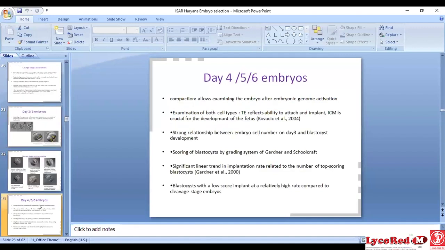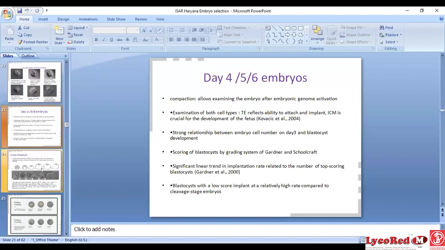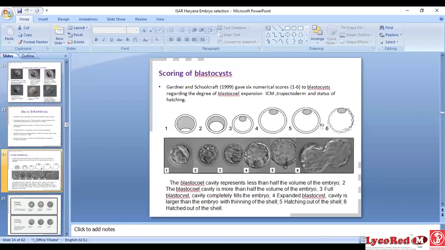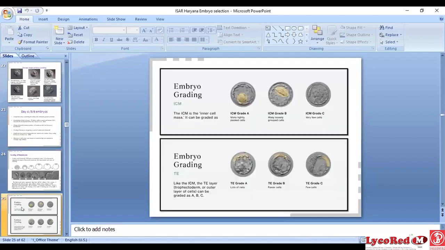Coming to day 5, how do we check the day 5 blastocyst? Everyone follows the Gardner method, and he has done wonderful work by giving us that kind of grading system. So these are the grading systems when we see the compaction, the blastocyst, the expanded blastocyst, and ultimately the hatched blastocyst. But how do we grade the inner cell mass and the trophectoderm? So when we see, these are the pictures.